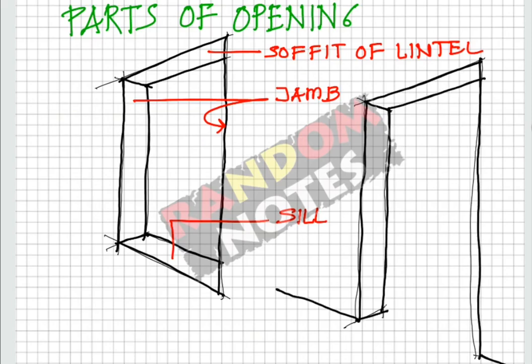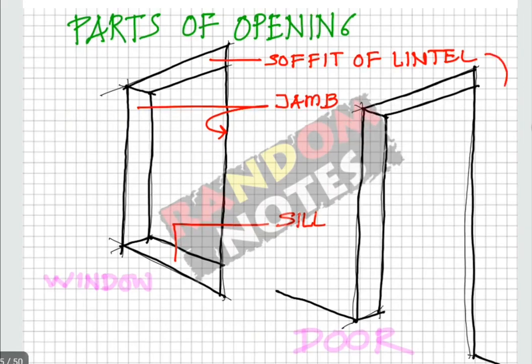A door opening will also have the same parts, soffit of lintel, jambs. The sill in this case is the same as the floor level. It is also called the threshold.